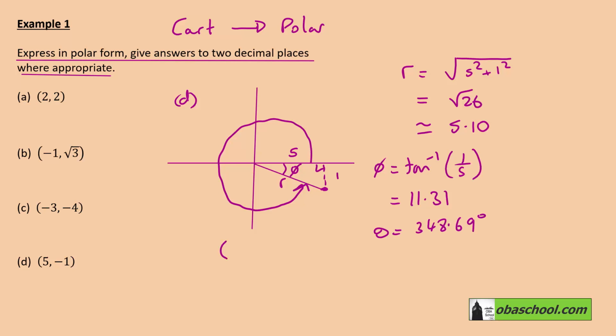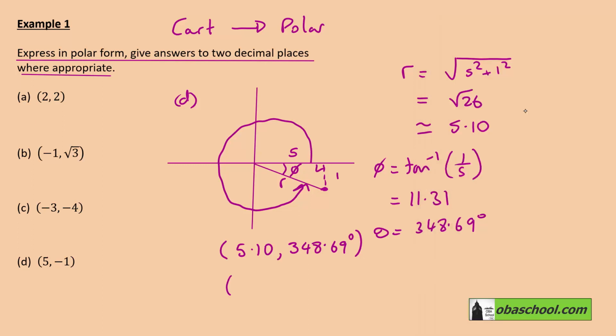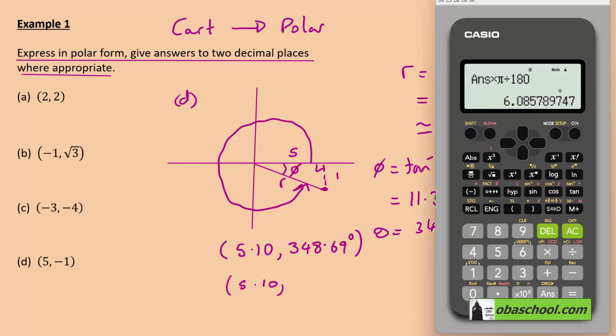So we would give (5.10, 348.69 degrees) if we're working in degrees. If we're working in radians, we want to take that answer and multiply by pi, divide by 180, and that gives us 6.09 radians. So it'll be (5.10, 6.09), and let's just check that answer, 6.09.